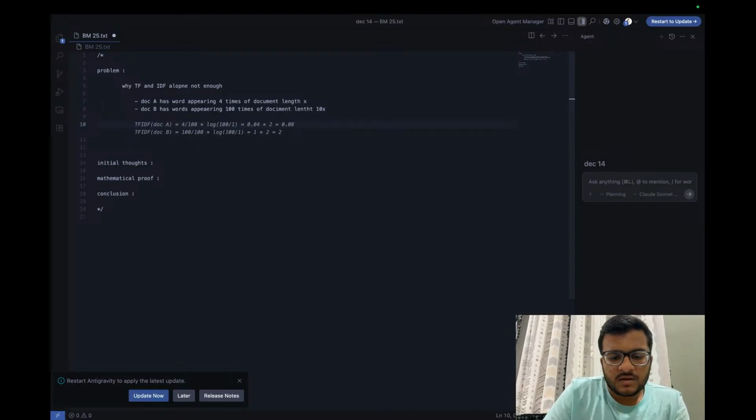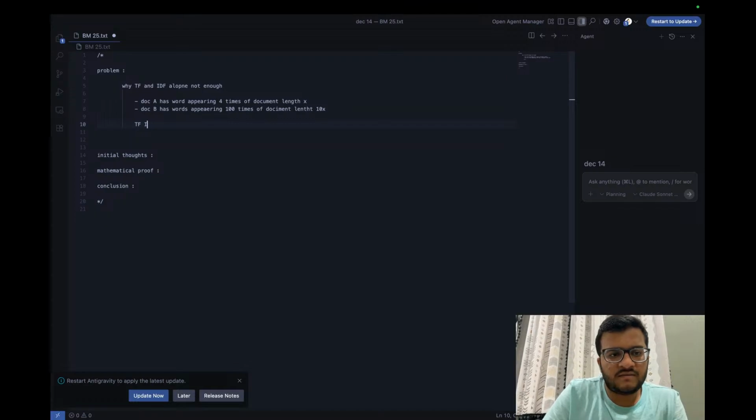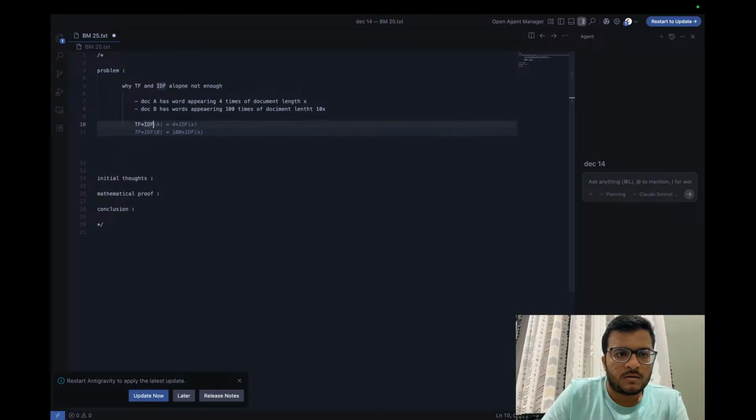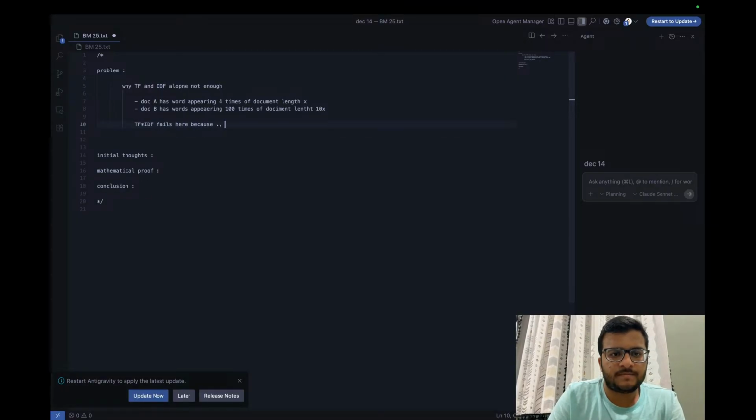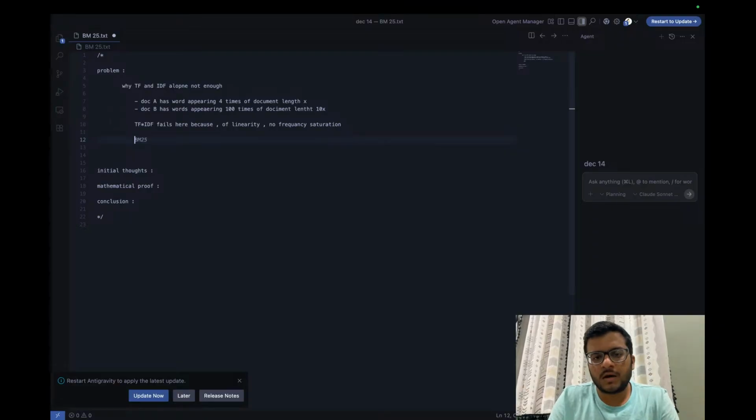TF-IDF, let me put a multiplication symbol, fails here because of linearity, no frequency saturation. So what I mean to say is, the length of the document also matters and the frequency also matters.